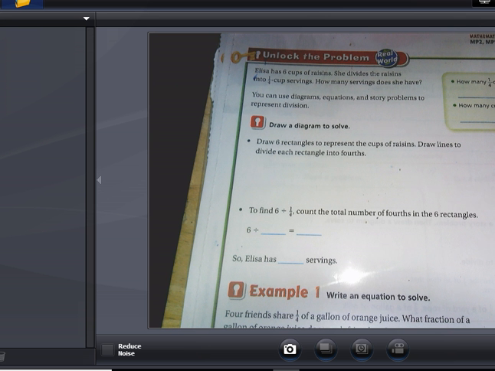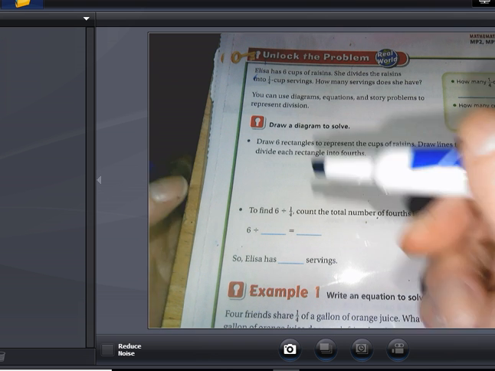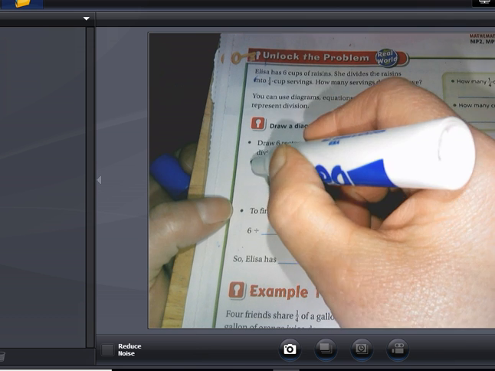Okay, boys and girls, we're going to be doing interpreting division with fractions. Elisa has 6 cups of raisins. She divided the raisins into 1/4 cup servings. How many servings does she have? All right, if we look at this, she has 6 cups and she's cutting them into fourths. Let's draw a picture or a diagram to show that.